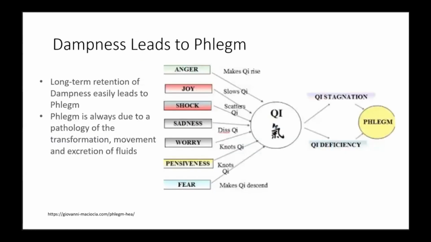Here's just a look at the emotional aspect. Anger, joy, shock, sadness, worry, pensiveness, fear. All of them affect the qi, leading to qi stagnation and qi deficiency, which makes people susceptible to this formation of phlegm. You're not able to metabolize the life experience.